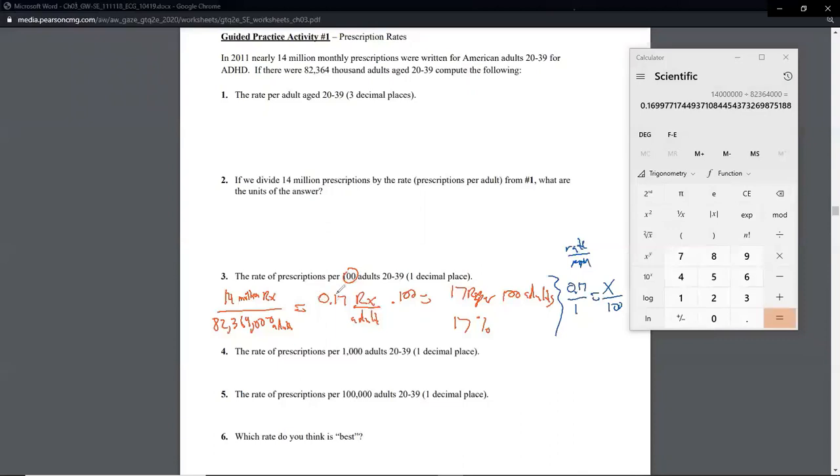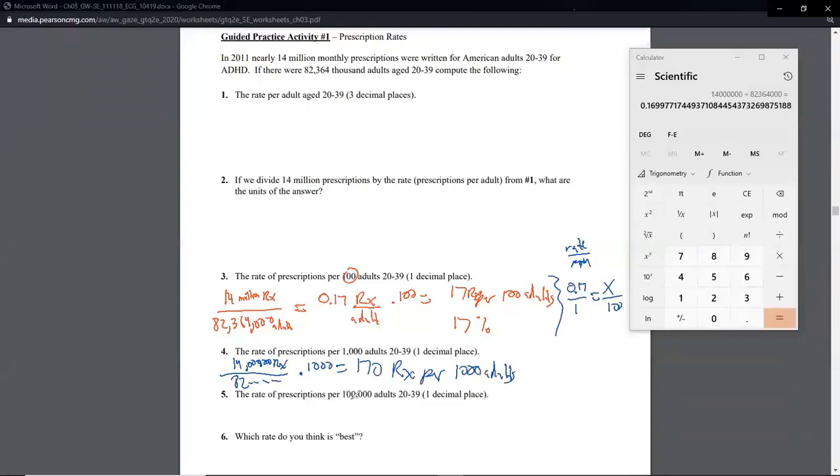If it's 0.17 per person, if you've got 100 people, that number is going to grow. That's the idea there. So the same thing just keeps going on. So per 1,000, you just take the 14 million prescriptions and divide it by the 82 blah, blah, blah, which ends up being that same number, but then you're going to multiply it by 1,000 instead. The same idea, you can set up your proportion and take a long time and get the answer, and you end up with 170 prescriptions per 1,000 adults.